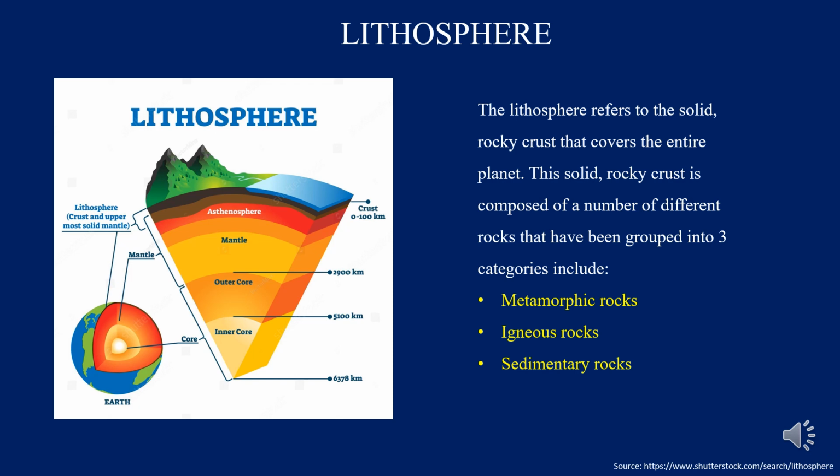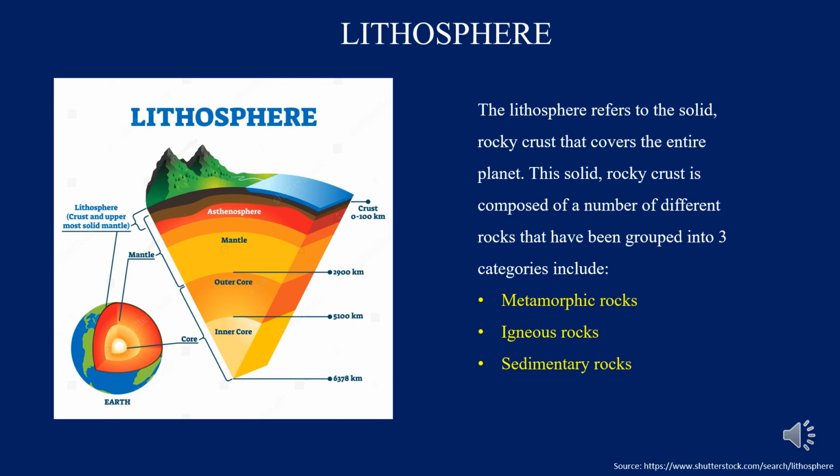So the first one is lithosphere. It is believed the lithosphere evolved about 4.6 billion years ago, and it refers to the solid rocky crust that covers the entire planet. This solid rocky crust is composed of a number of different rocks that have been grouped into three categories based on how they are formed. These three groups include metamorphic rocks. Metamorphic rocks are formed by heat and pressure from pre-existing rocks.